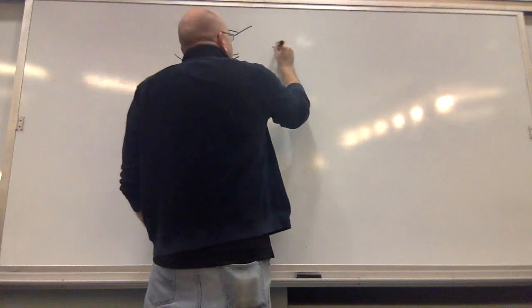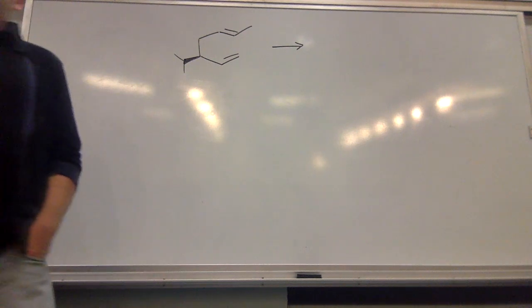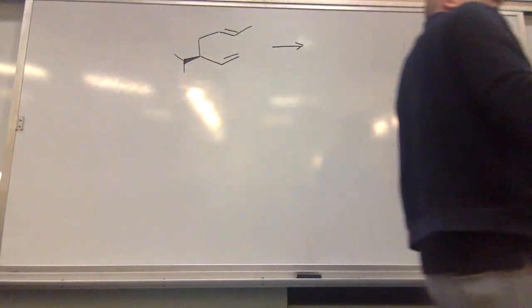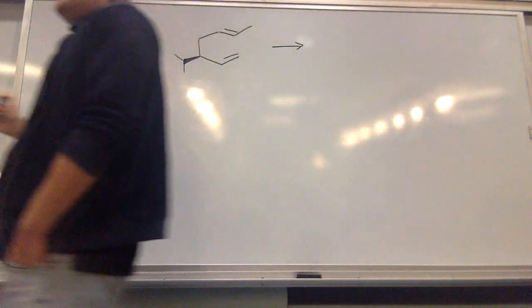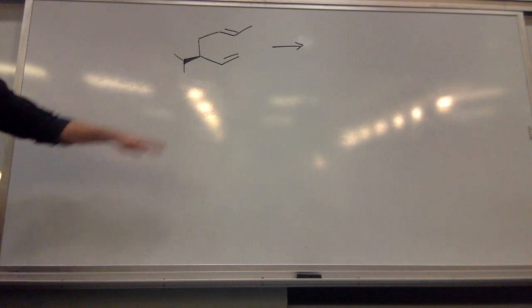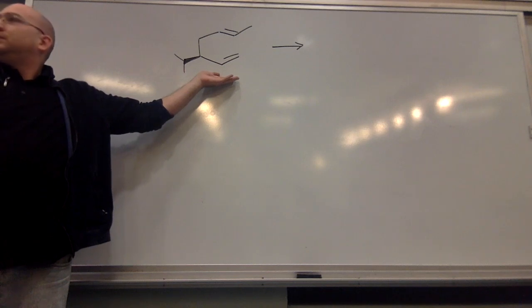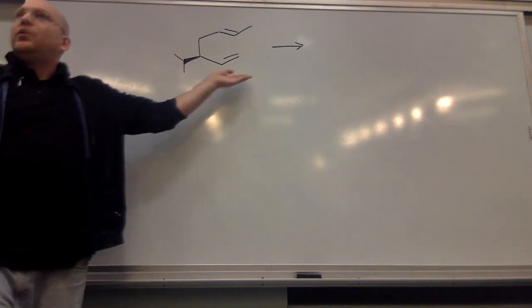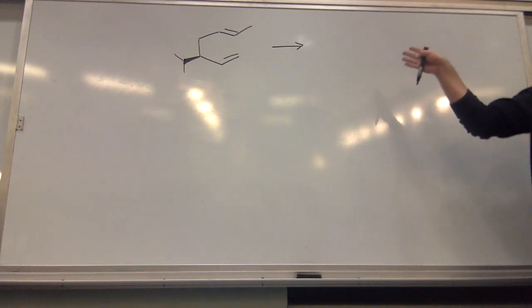Okay, so here's one. Another little twist on this question. Here's a Cope. The question is, what's the product of the Cope? I want you to pay attention to something, though. Is this chiral? Yeah, there's a curve. So what do you think about the product? Is the product going to be chiral? Well, it doesn't necessarily have to be, but the product is going to be chiral.